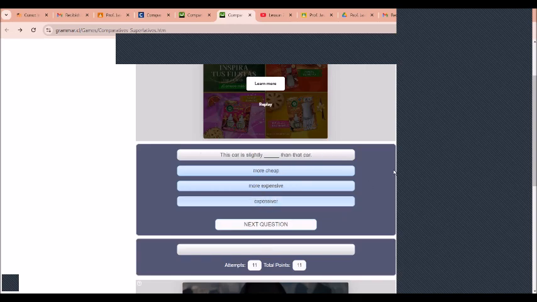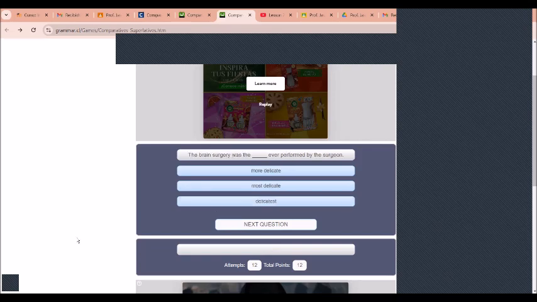All right. Diane Garcia. Yes, this car is slightly more expensive than that car. Good. One car, expensive. The other car, a little bit more expensive because expensive is a multiple syllable word.